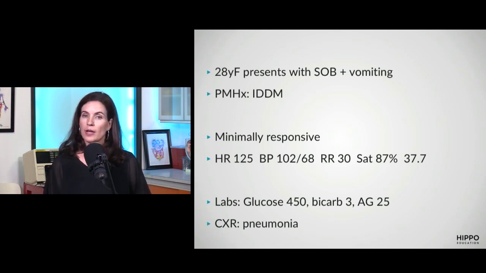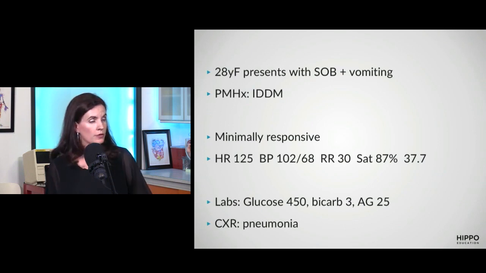We got initial lab work back on her, which showed a glucose of 450, a really low bicarb of 3. Your bicarb should normally be around 24, so this was strikingly low. Yeah, it's horrible. And anion gap is high. So she has an anion gap metabolic acidosis with a high glucose. And so, guys, what would you make as your presumptive diagnosis here? DKA, right? It's not really a mystery.